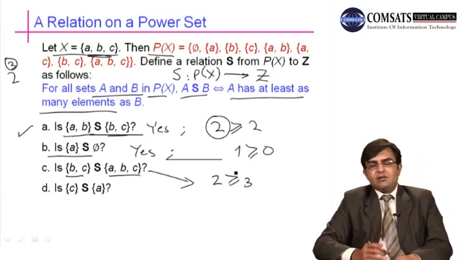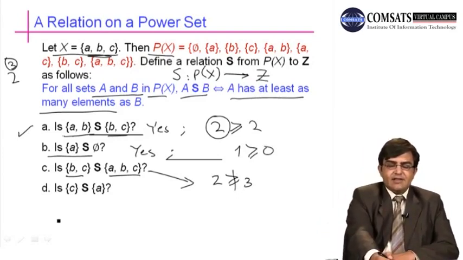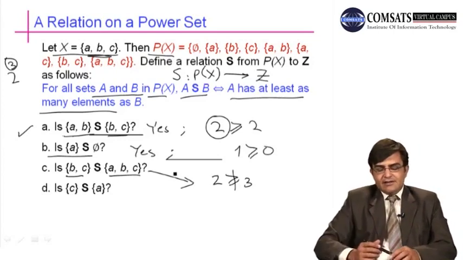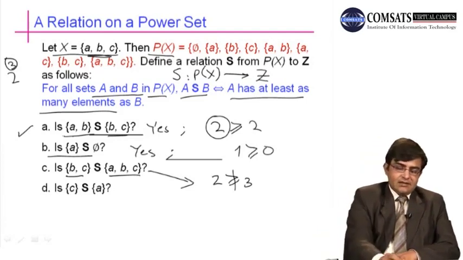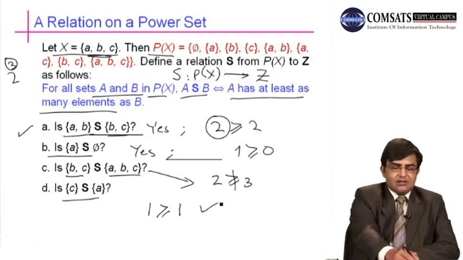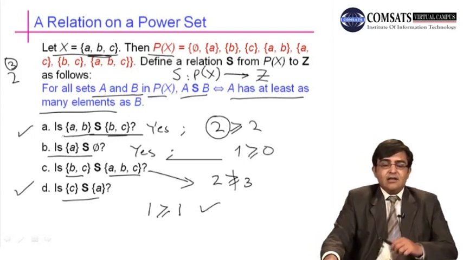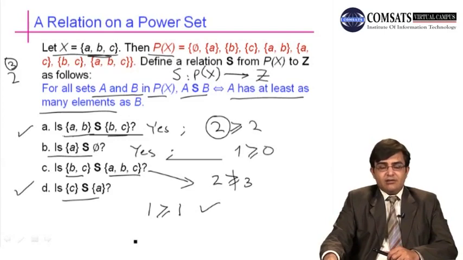No. 2 is not greater than or equal to 3. So the set BC is not related to the set ABC, because the first set does not have a number of elements greater than or equal to that of the second. In this case, the first set has 1 element, the second set has 1 element. This is greater than or equal to this. This is true. So these two sets are related under the relation S. This is how we can define a relation on the power set.